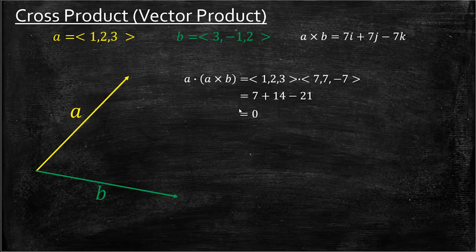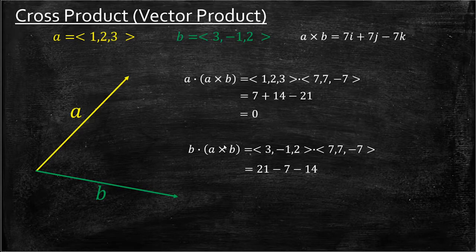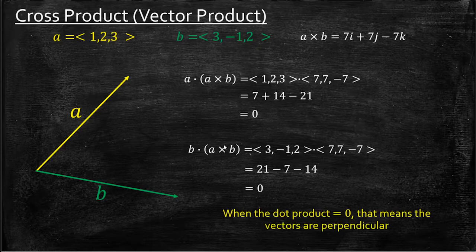Now just remember, what happens when the dot product equals 0? What does that tell us about those two vectors? Likewise, if we find the dot product between B and the cross product of A and B, you'll also find that it equals 0. Interesting. Now, if the dot product equals 0, what does that mean about the two vectors? Remember, when the dot product equals 0, that means that the vectors are perpendicular. So the vector A cross B, the 7i plus 7j minus 7k, is perpendicular to A and B.